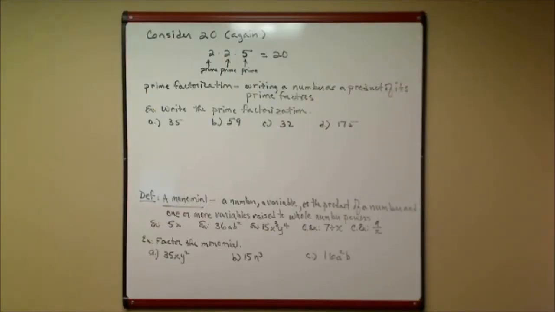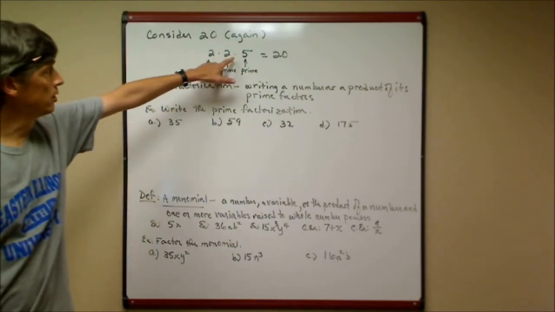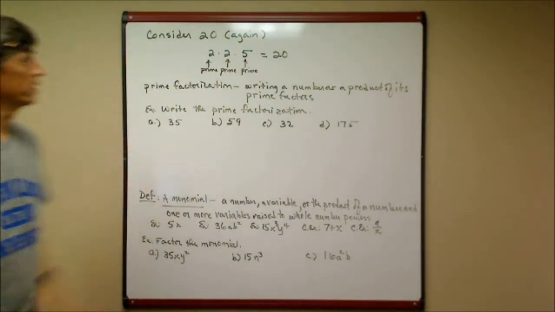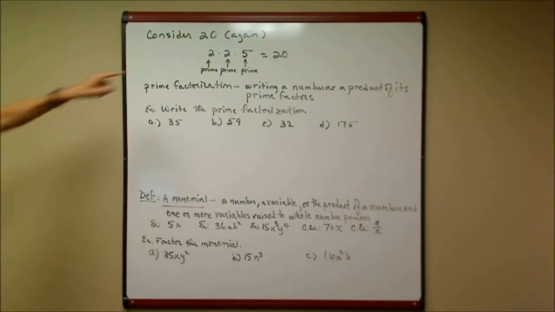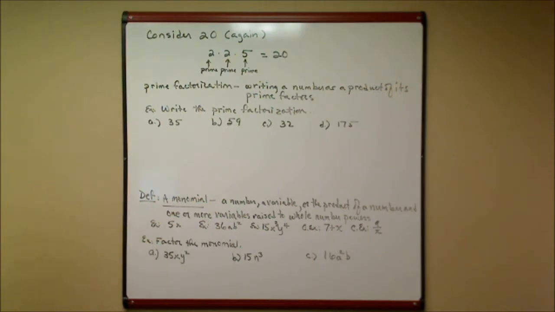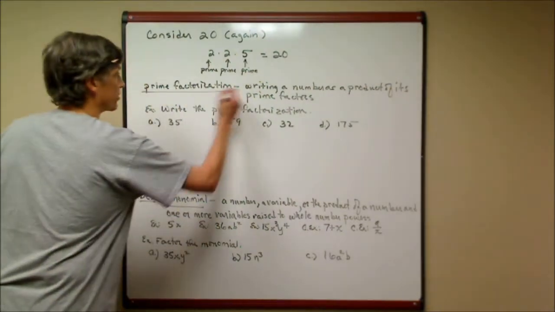Okay, let's go back to the number that we started with, the number 20. I wrote down different ways that 20 could be written in terms of factors. I had 1 times 20 and 2 times 10 and 4 times 5. But one more way I could write it would be 2 times 2 times 5, because 2 times 2 is 4 and 4 times 5 is 20. The reason that this one is special is that all three of the factors here are prime numbers. This is called a prime factorization.